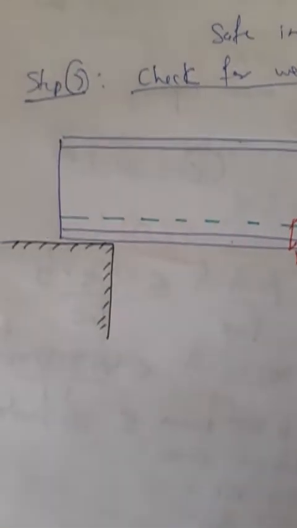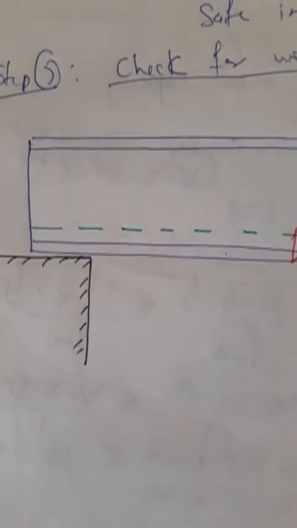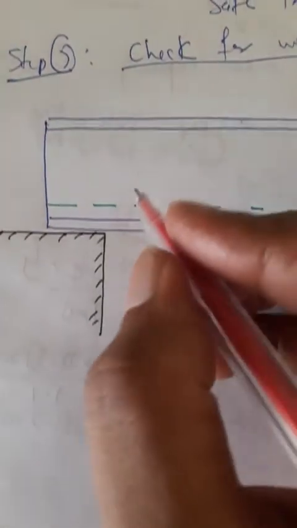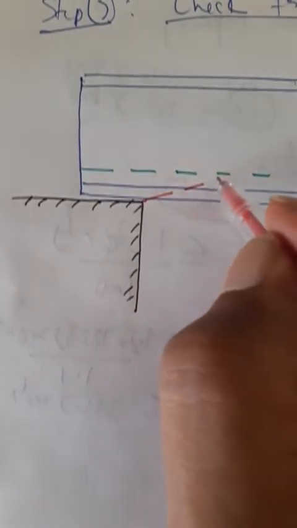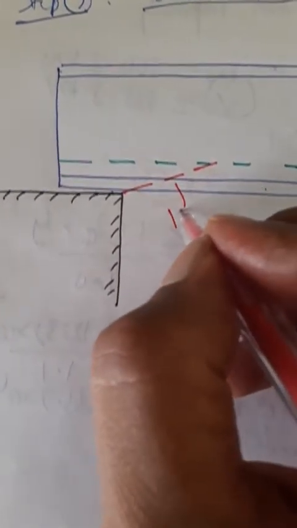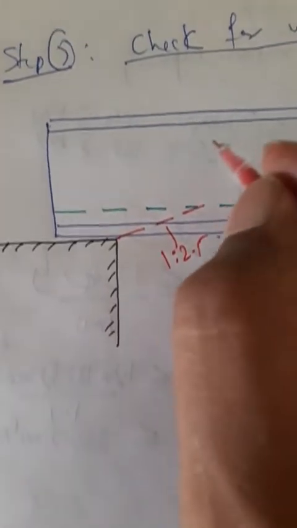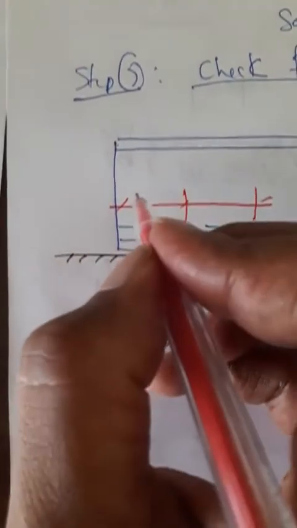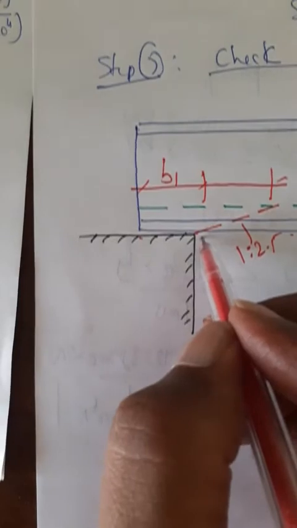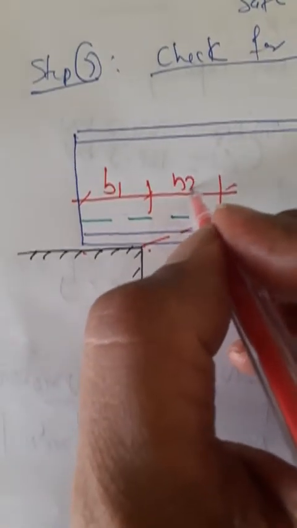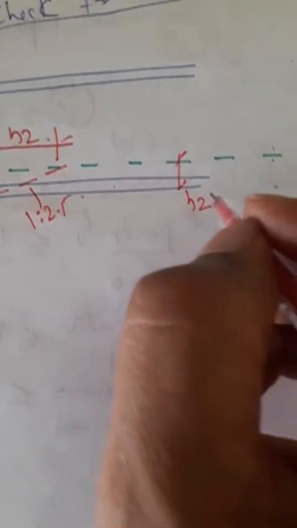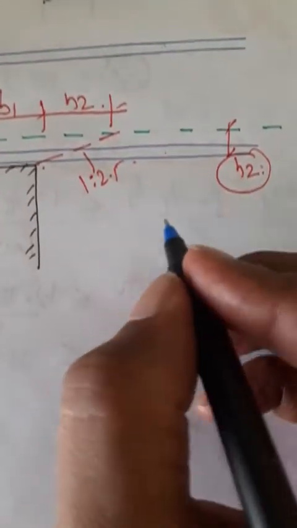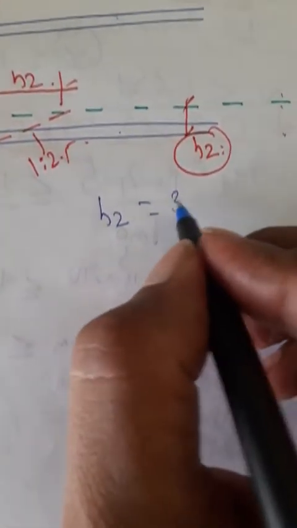and the code gives the reference that the web crippling height is at a slope of 1 is to 2.5 from the edge of the support. So this slope is 1 is to 2.5. So this distance, I have to calculate these distances. This distance is nothing but b1. b1 is support width. Let this distance be n2, and this height is h2. h2 value you get from the code books. So from steel tables, h2 is equal to 33 mm.